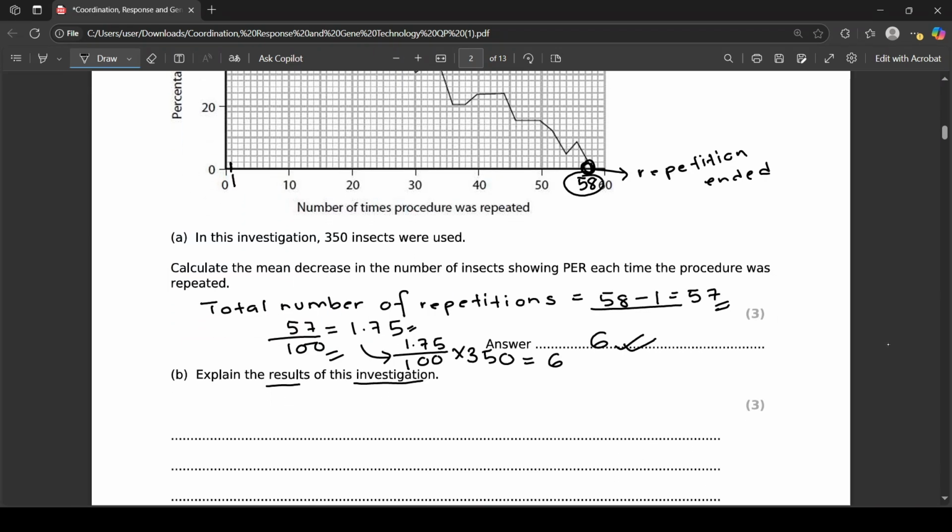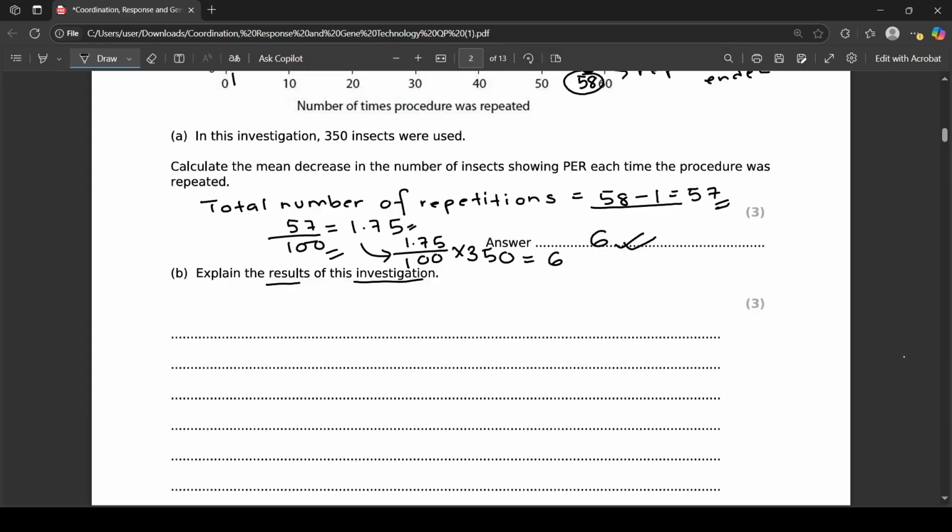Whenever we are exposing a species to a certain kind of stimulus and we record their response, we say that this investigation demonstrates habituation. We call this kind of experiment an experiment for habituation. Okay.